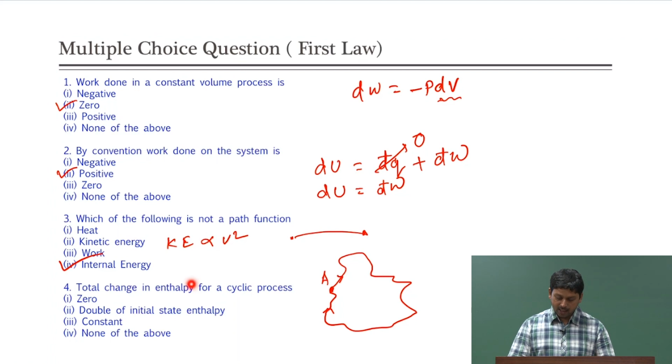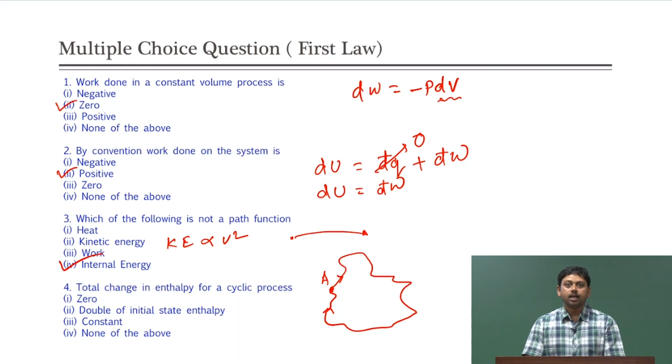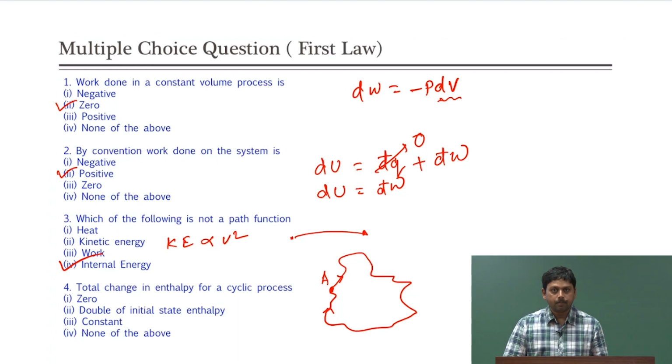Now, the question actually boils down to this: is enthalpy a state function or a path function? We know by definition that enthalpy is nothing but heat at a constant pressure. Whenever we say heat at a constant pressure, we are automatically defining the path. Still, enthalpy is a state function, just like the other thermodynamic potentials. Since enthalpy is a state function, for a cyclic process the change will be equal to 0.